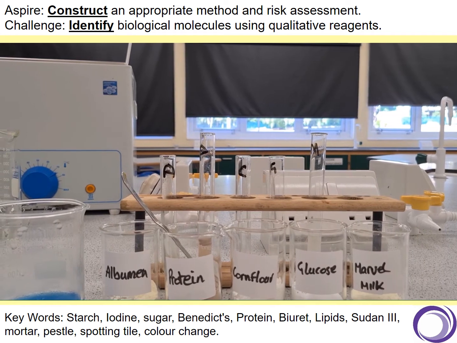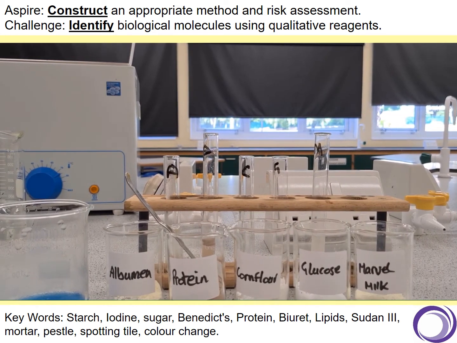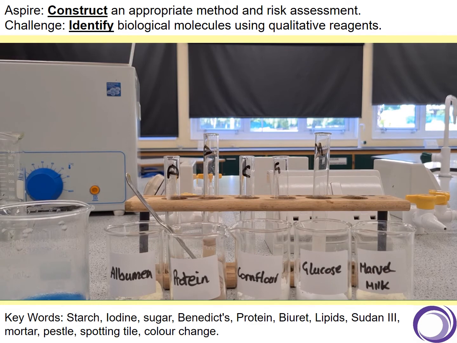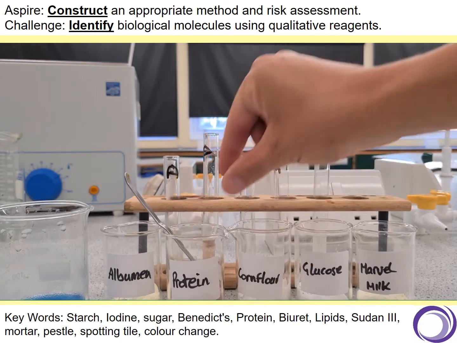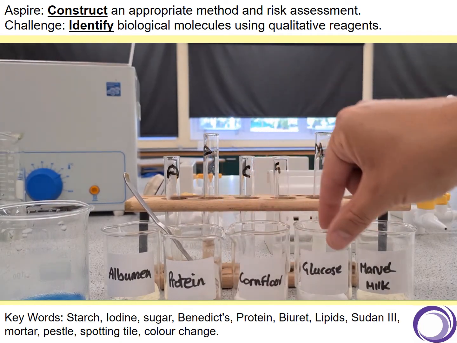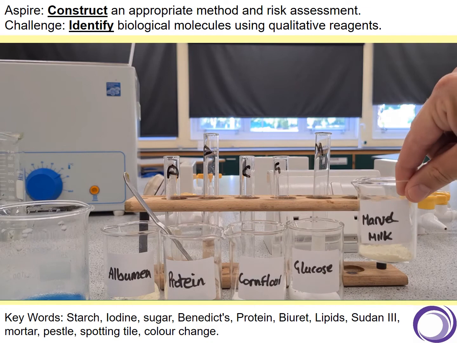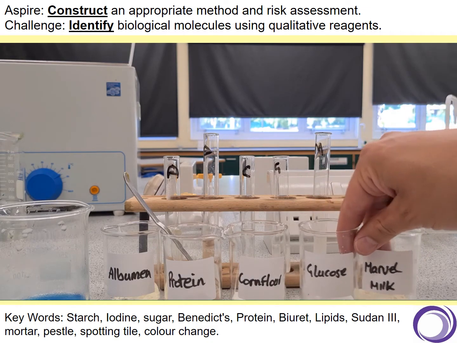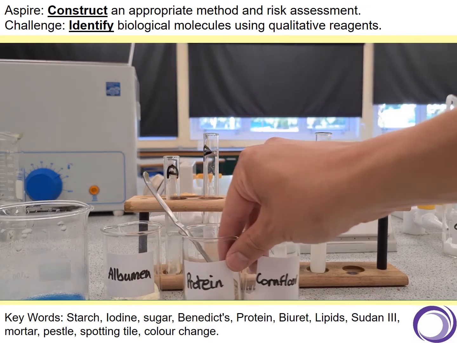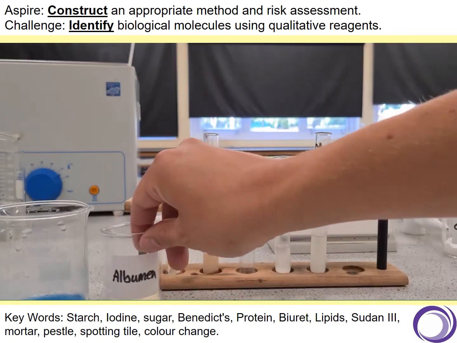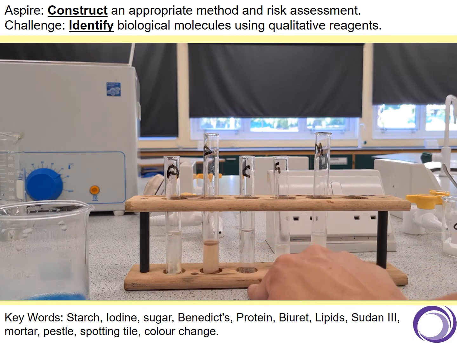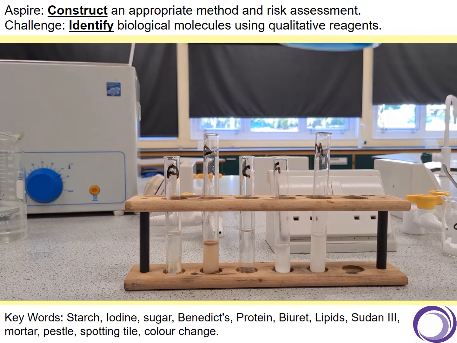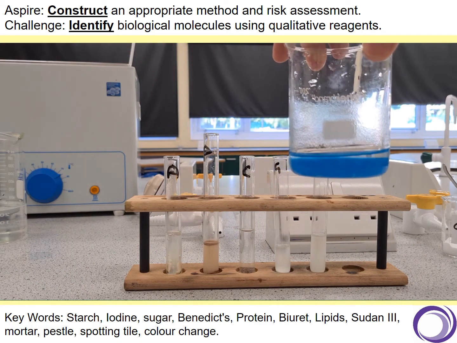This is the food test practical, and this is the test for protein. So what I've got is some albumin, some protein shake, some corn flour, some glucose and some powdered milk here. And all I've done is put them into solution in these test tubes. So I've just added some water into each of these test tubes and then added the albumin, the protein shake, the corn flour, the glucose and the milk. And to test for protein, we're going to use this, which is Biuret reagent.